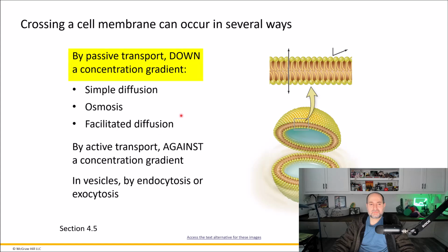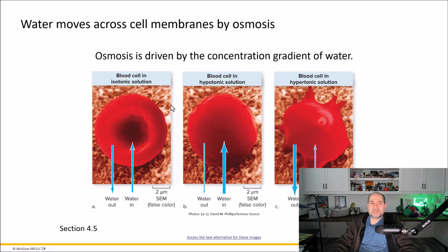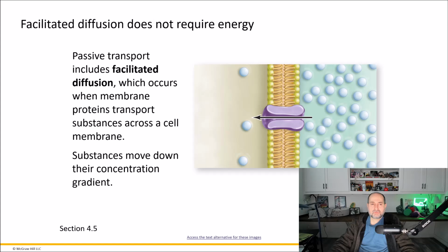All three of these are examples of passive transport, whereas active transport requires energy, endocytosis requires energy, and exocytosis also requires energy. You should know that nonpolar molecules, small nonpolar molecules such as oxygen or CO2 or methane, they don't require a transport protein to cross the membrane. If you do require a transport protein to cross the membrane, this is known as facilitated diffusion.